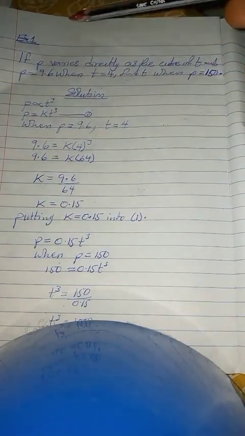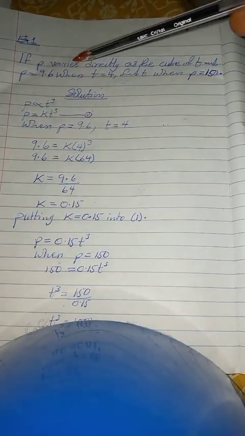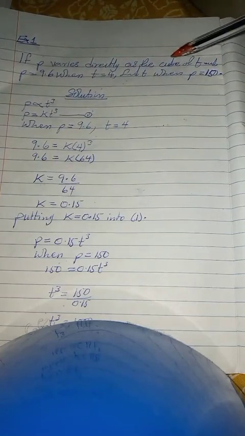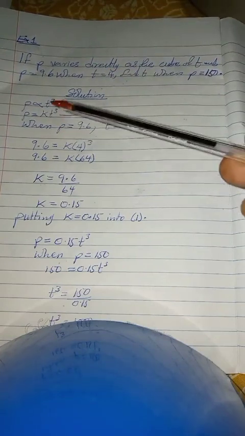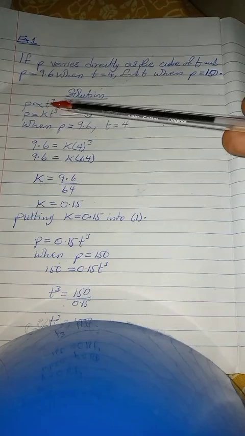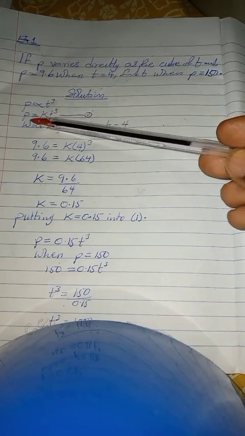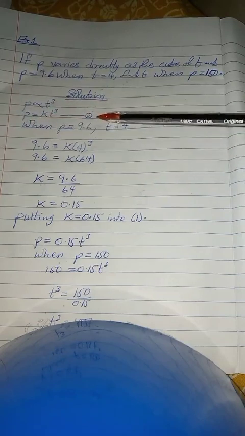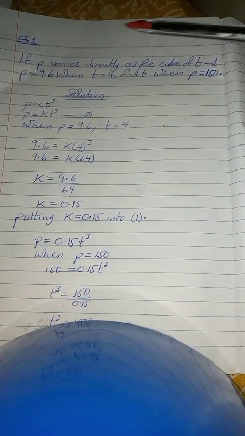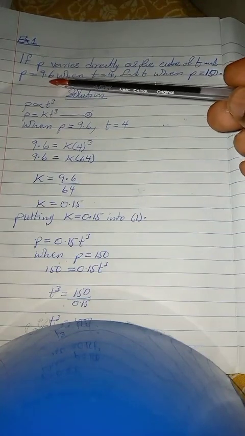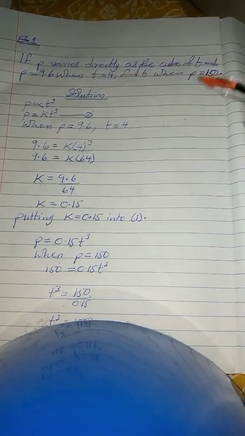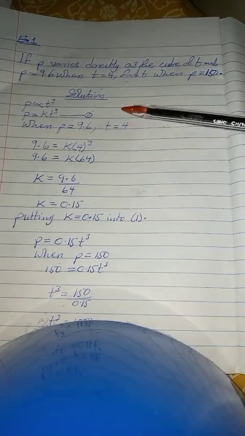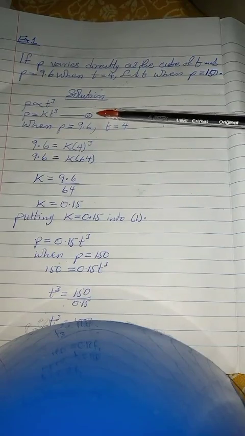Example 1: if p varies directly as the cube of t, so you have the cube of t. So we have p varies as the cube of t. So this will be p equal to k t raised to the power 3. That's equation 1. And p is 9.6 when t is 4. So when p is 9.6 and t equal to 4, then you just have to do substitution into this equation.